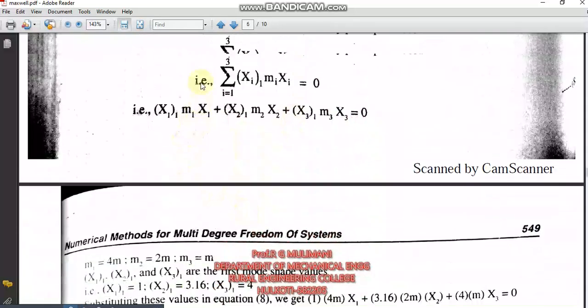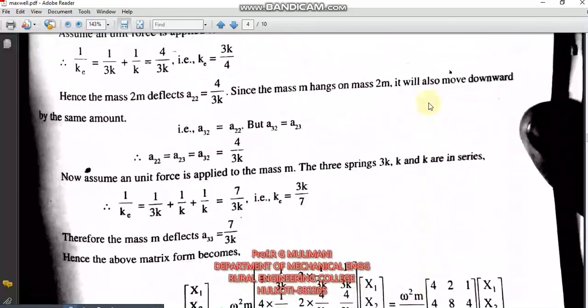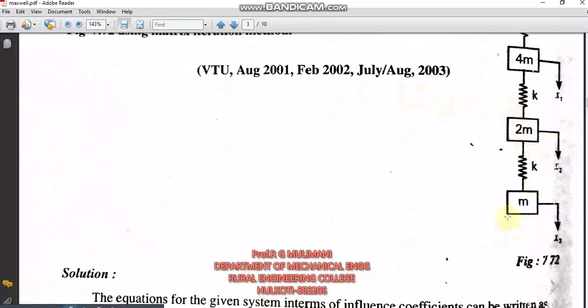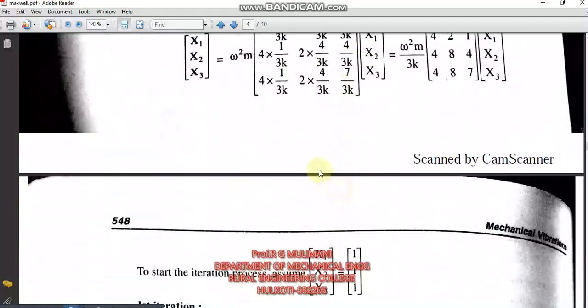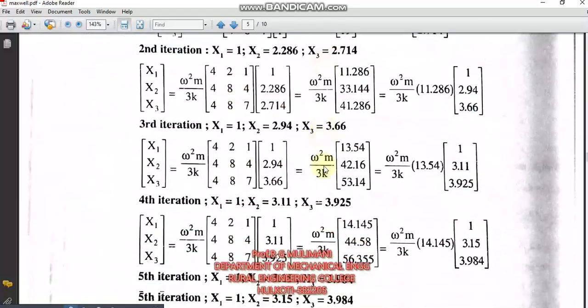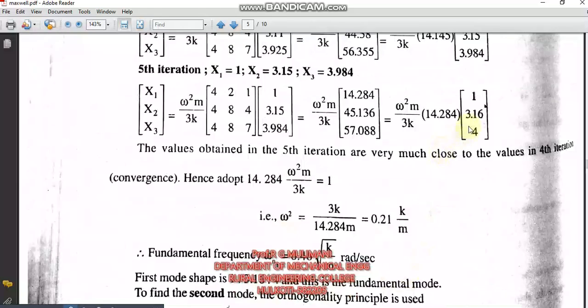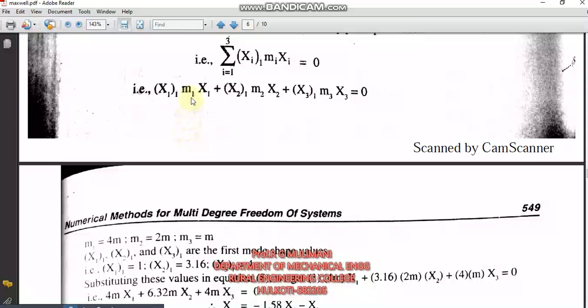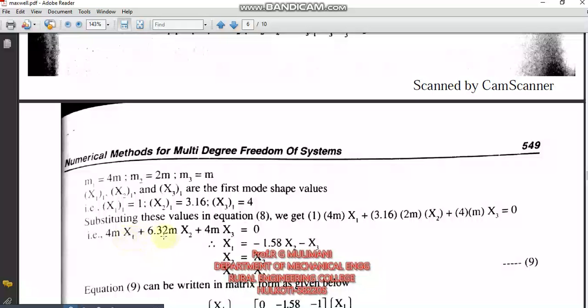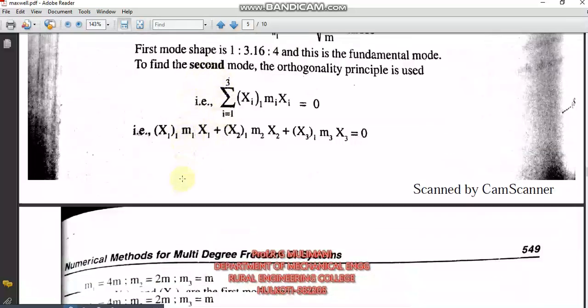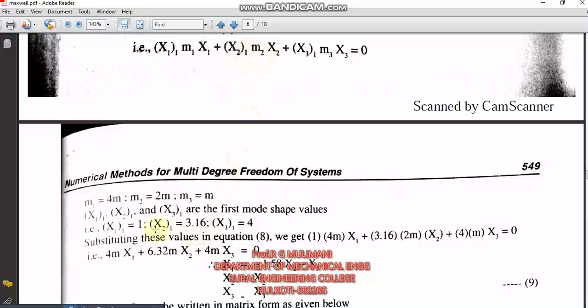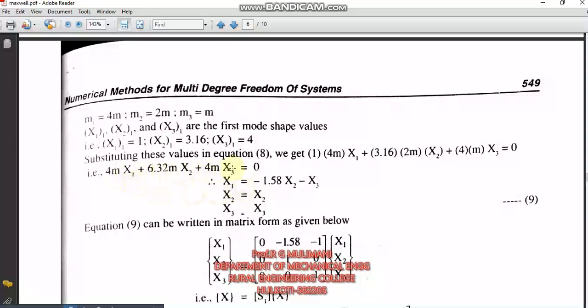Mass 1 is 4m, mass 2 is 2m, and mass 3 is m. We are using the orthogonality principle. Substituting x1 of 1, x2 of 1 and x3 of 1, which are 1, 3.16, 4, and masses 4m, 2m and m, we write these equations. Substituting, it is 4m x1 plus 6.32m x2 plus 4m x3 equal to 0. Mass is common in all the terms.